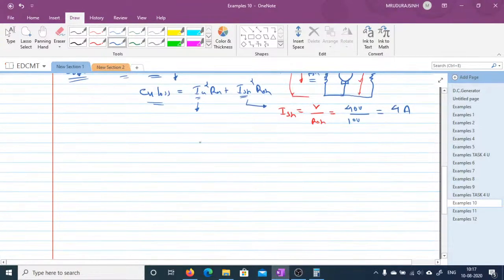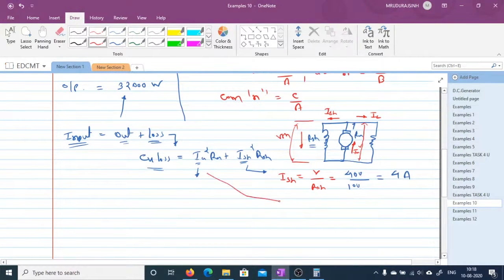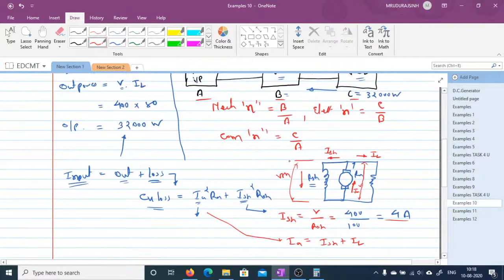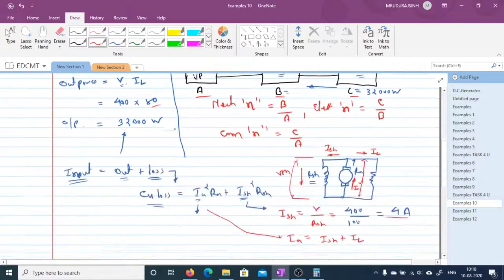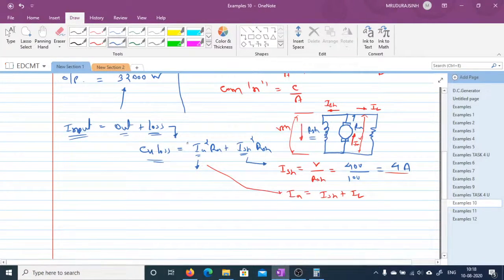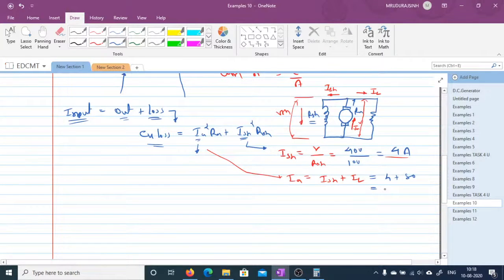Now we'll calculate IA, which is this current. To calculate IA, what do we require? IA is divided into two sections, IL and ISH. So our equation will be IA is equal to ISH plus IL. Do we have ISH? Yes, we found it just a few seconds before. And IL is given to us, it's 80 ampere. So our work is reduced. Be happy, this example is not going to be too long. Let's just place the values: ISH is equal to 4 and IL is equal to 80 amps. So IA is 84 ampere.